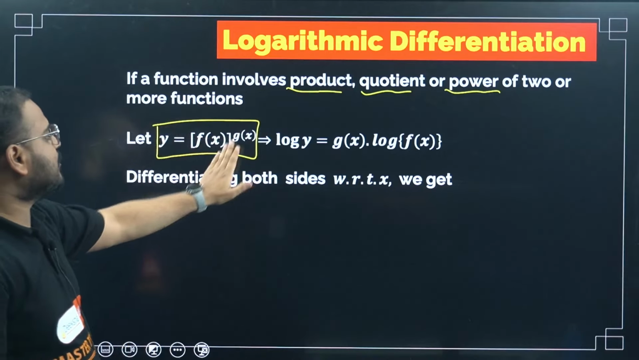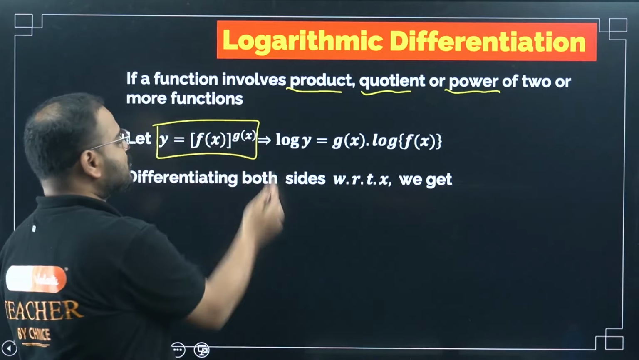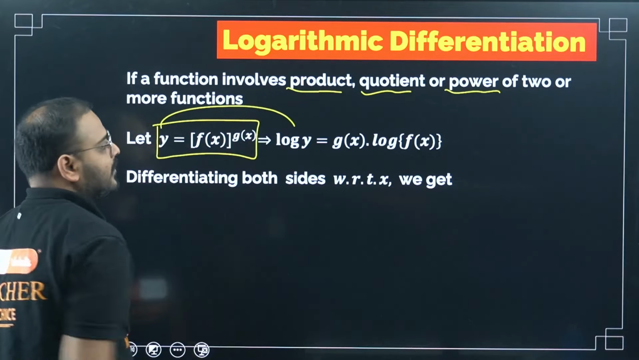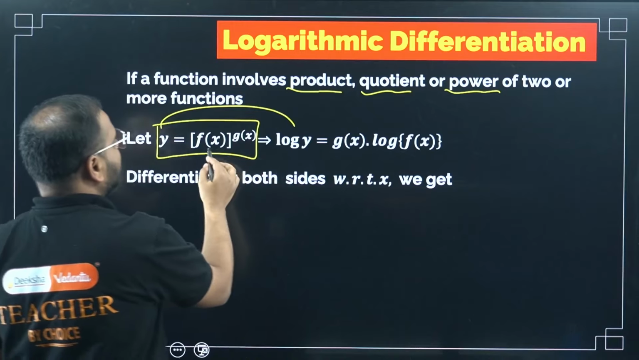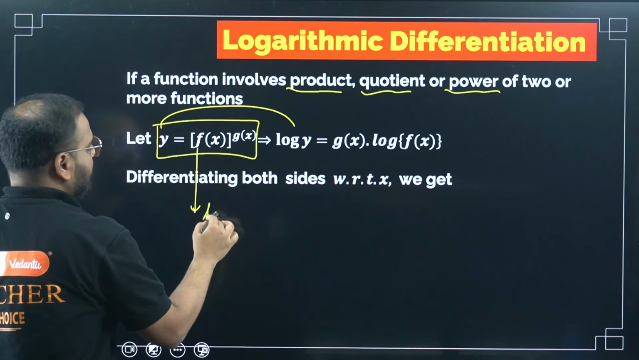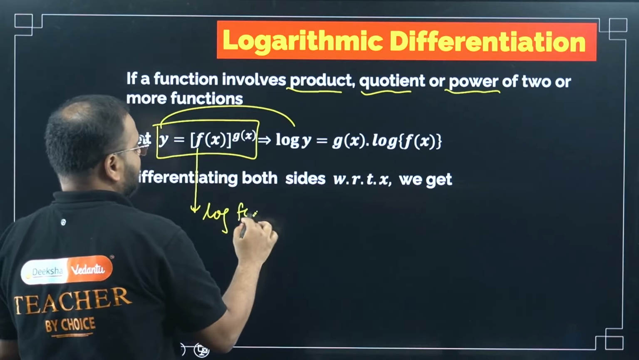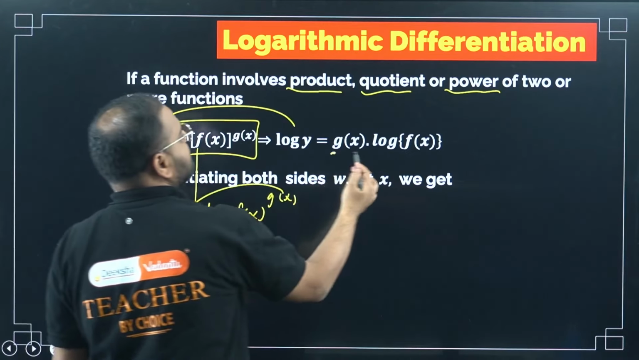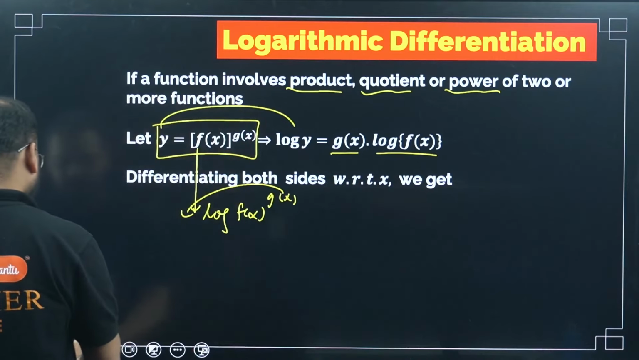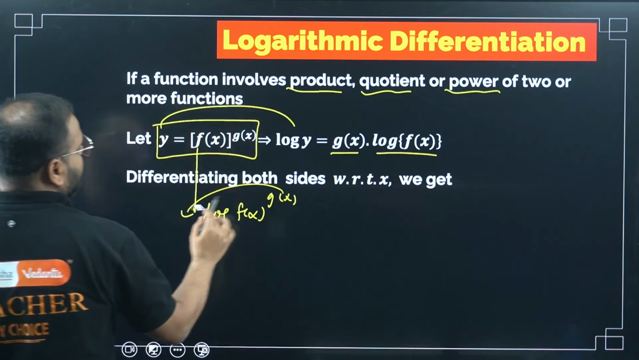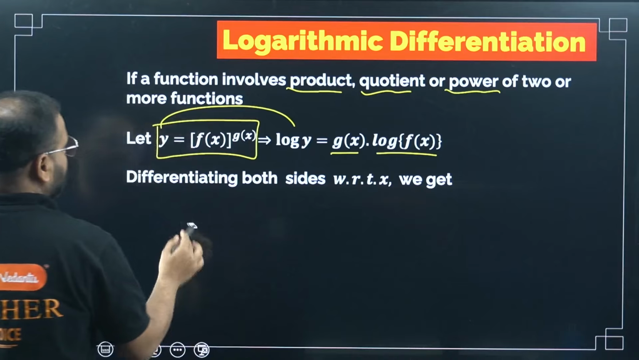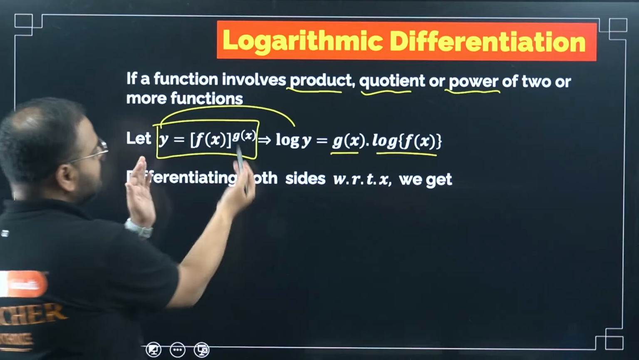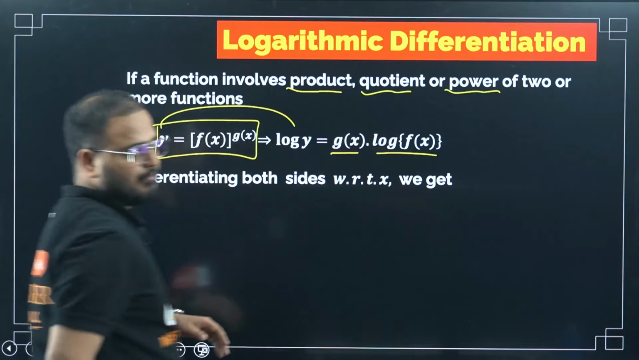y equals f(x) to the power g(x). If you apply log on both sides with the same base, what will happen? This will be log y. What will this become? It will become log of f(x) to the power g(x), and this g(x) will come in front, like this: g(x) log f(x). So this g(x), if you take log, will come in front. The power rule is there.